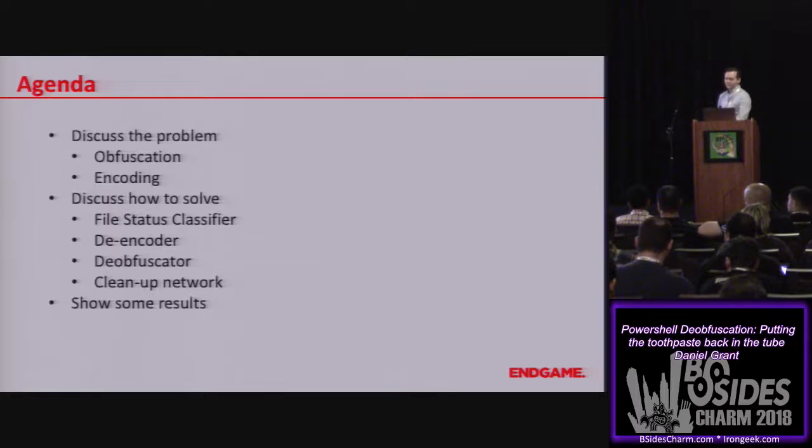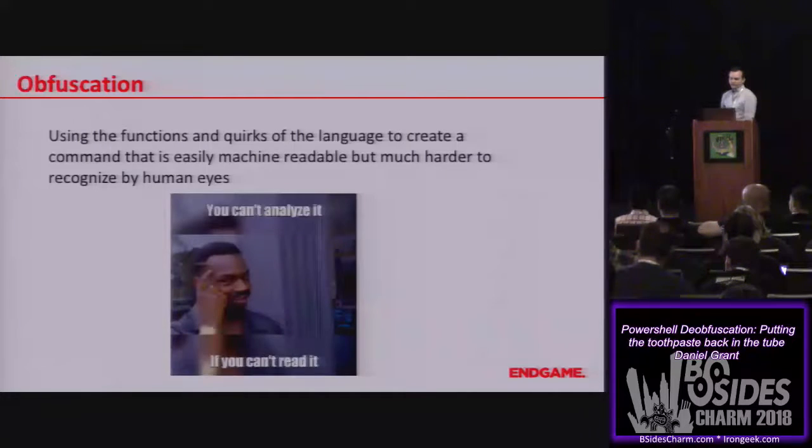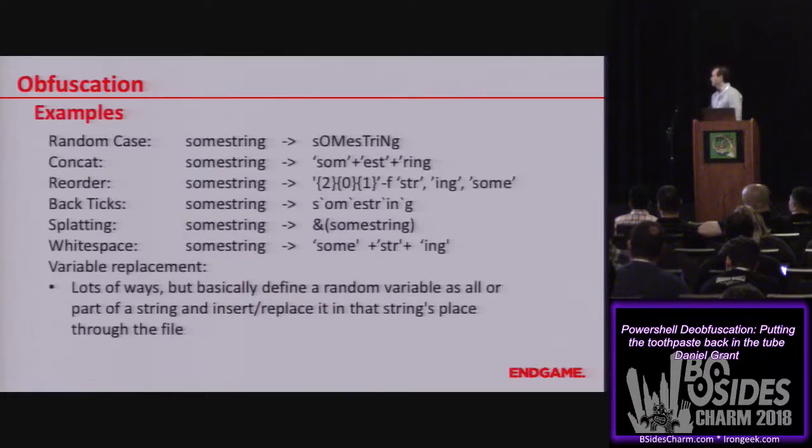Then we're going to go over some results. So obfuscation, generally speaking, is using the functions and quirks of a language to create a command that's easily machine readable, but much harder to recognize by human eyes. So if you can't read it, you can't analyze it. Some examples of this: random case changes, just flipping the case on every character in a string; concatenating, or in this case, unconcatenating, breaking apart a string, just adding some plus signs, and the interpreter squashes them all back together.